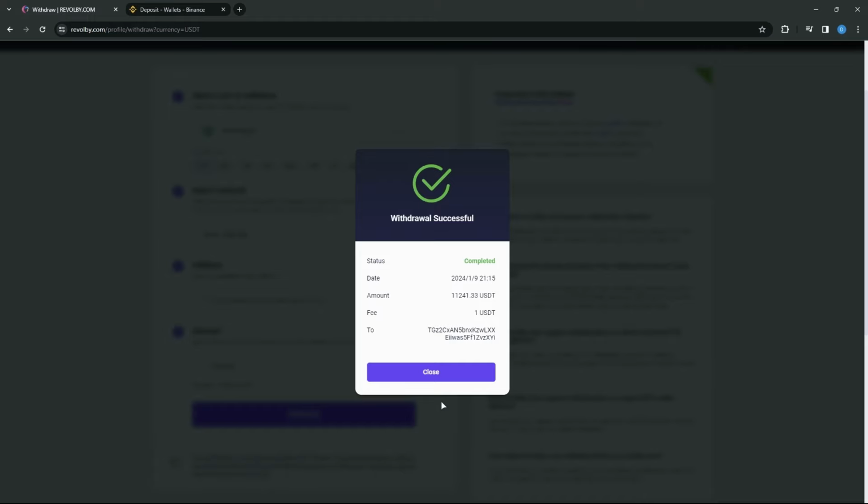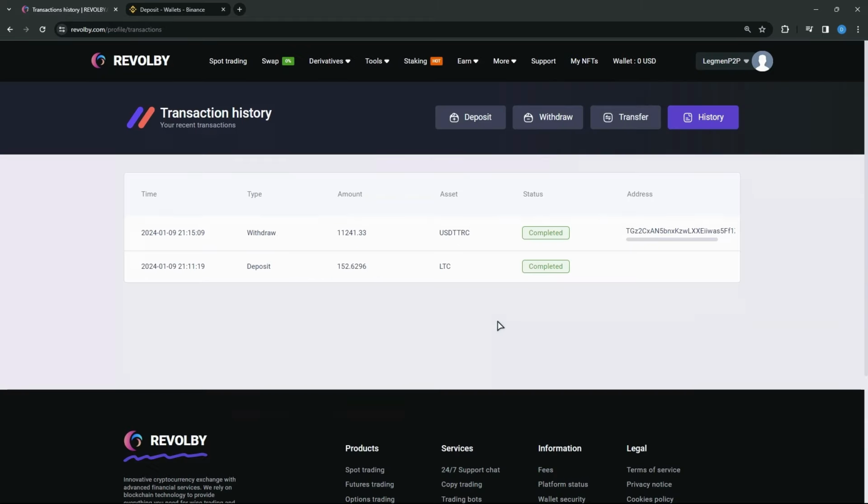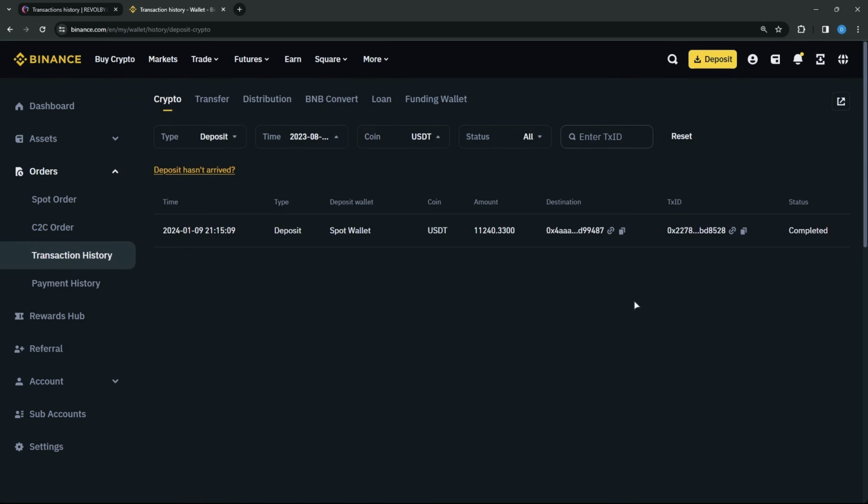As we see, the application for withdrawal is approved. Now go to transactions. Well, that's all. The application is approved, and in a few minutes, the money successfully arrived to me on Binance. So I guess our bundle is over.